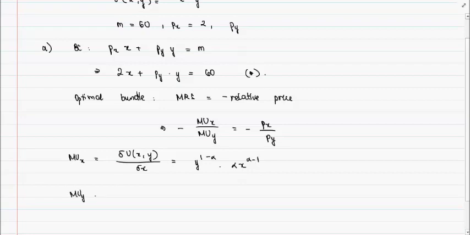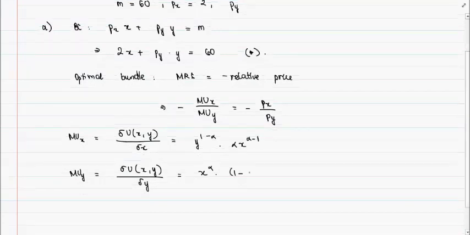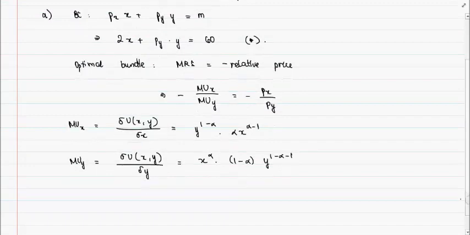Very similarly, the marginal utility of y is the differential of the utility function with respect to y. If we differentiate the utility function with respect to y, we are treating x as constant, so x to the power alpha remains the same in front, and we multiply by 1 minus alpha, y to the power 1 minus alpha minus 1. That's just the power rule again. If I simplify this, it gives me 1 minus alpha, x to the power alpha, y to the power negative alpha.